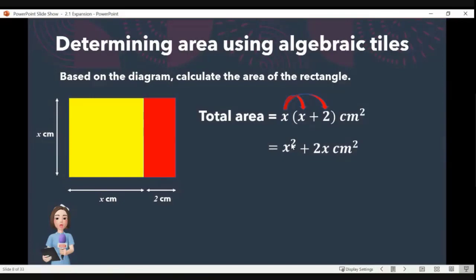The previous slide was when you find the area separately. This one is when we join up together. So this will be your last answer for the total area, x squared plus 2x. When we expand like this, we are using the arrow method. Later I will teach you using algebraic tiles, or you can say the box method. See which method is easier for you.